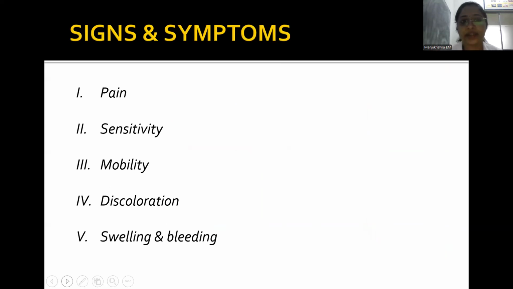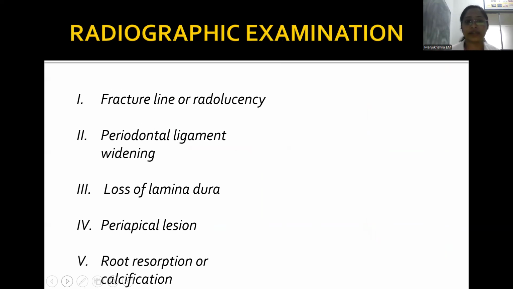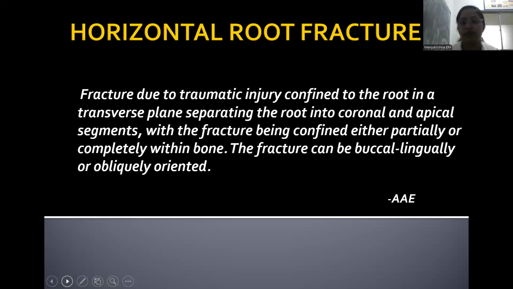What are the signs and symptoms? They may be pain, sensitivity, discoloration, swelling, or bleeding. Radiographically, you can see a fracture line, periodontal ligament widening, loss of lamina dura, periapical lesion, resorption, or calcification. Horizontal fracture means a fracture due to traumatic injury confined to the root, a transverse line separating the root into coronal and apical segments. The fracture is confined either partially or completely within the bone, and can be buccolingual or oblique.